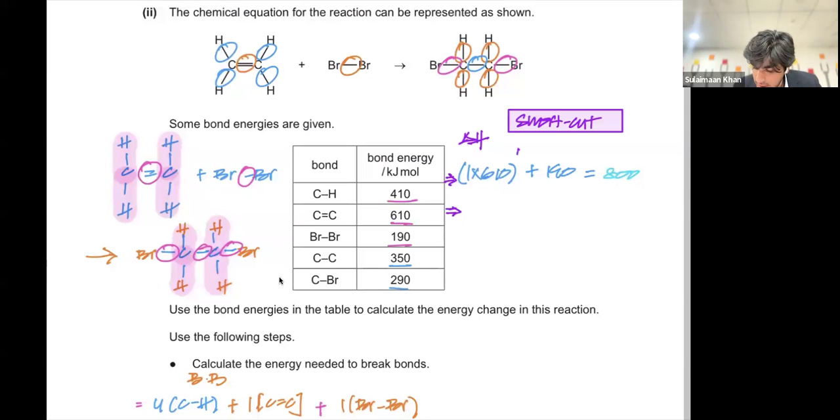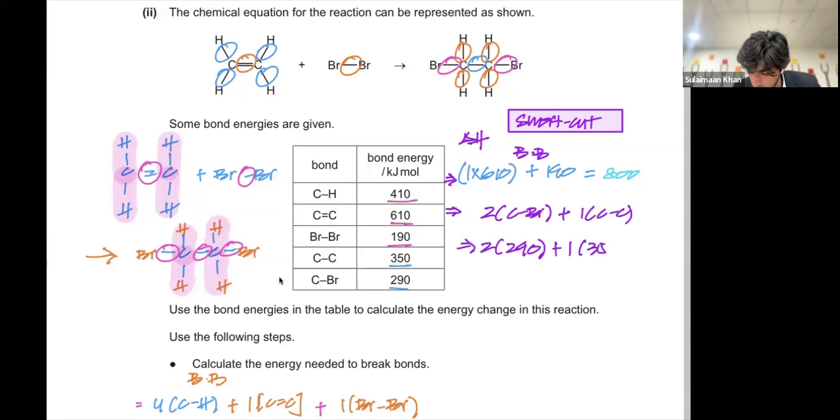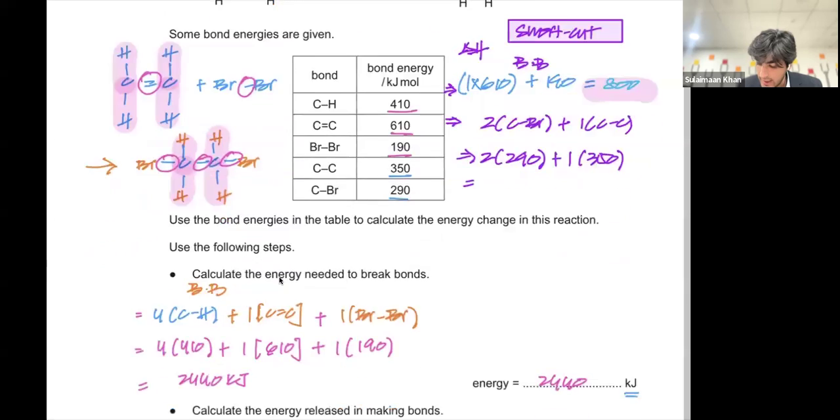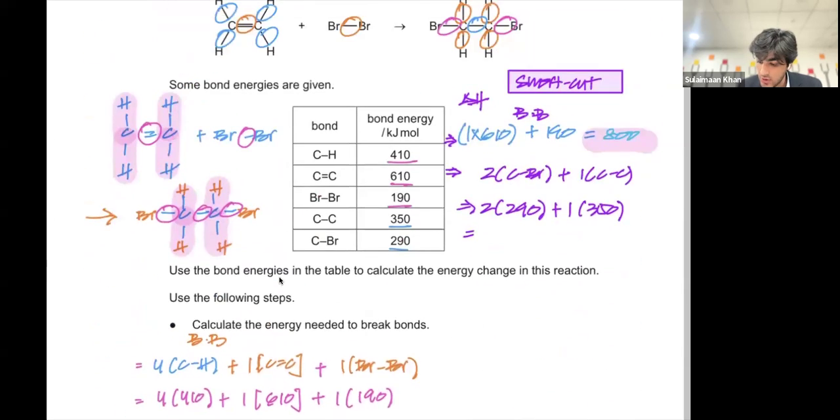So that's the energy taken in during bond breaking. Remember, this is the net change. We're talking about the net change. And what is the net change in products? You have 2 C-Br bonds and you have 1 C-C bond. What do we get? 2 times 290 plus 1 times the C-C bond, which is 350. That's 930. Remember, 800 is not the energy taken in during bond breaking. This is just a shortcut.